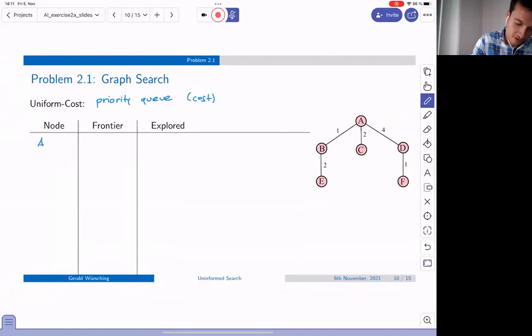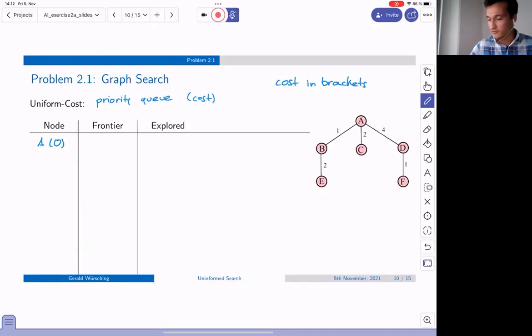So I'll just start with the first node, A0. So I think maybe I'll just add it here that it's the cost in brackets, so that there's no confusion with the previous exercise. So, okay, 0 is our cost in this case. Why is 0 our cost? Because it's our initial node. Very, very easy.